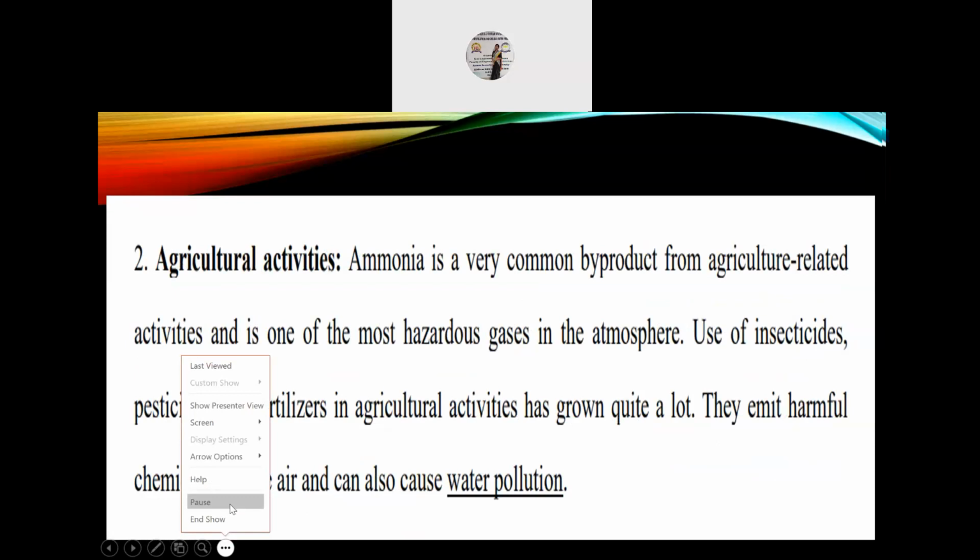Number two, agricultural activities. Ammonia is a very common byproduct from agriculture related activities, and it is one of the most hazardous gases in the atmosphere. So use of insecticides, pesticides and fertilizers in agricultural activities have grown quite a lot. So they emit harmful chemicals into the air and can also cause water pollution.